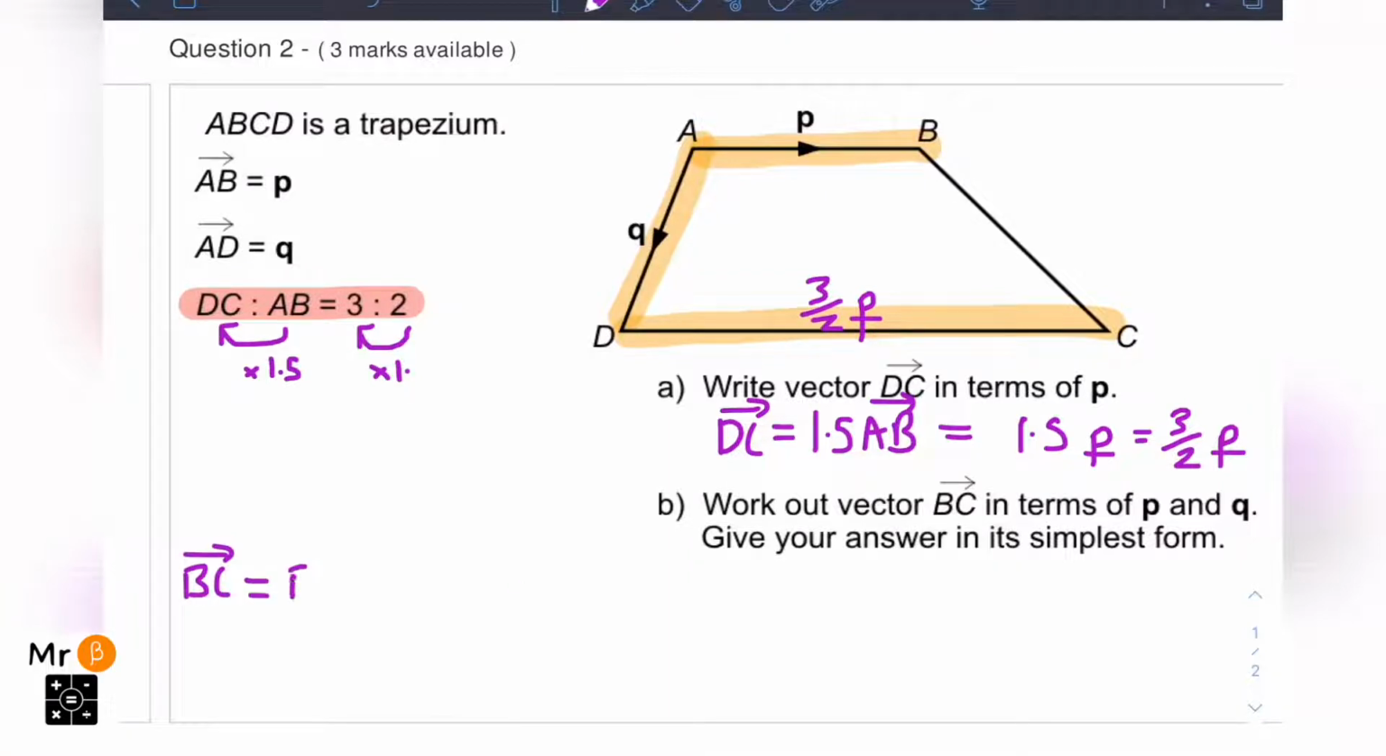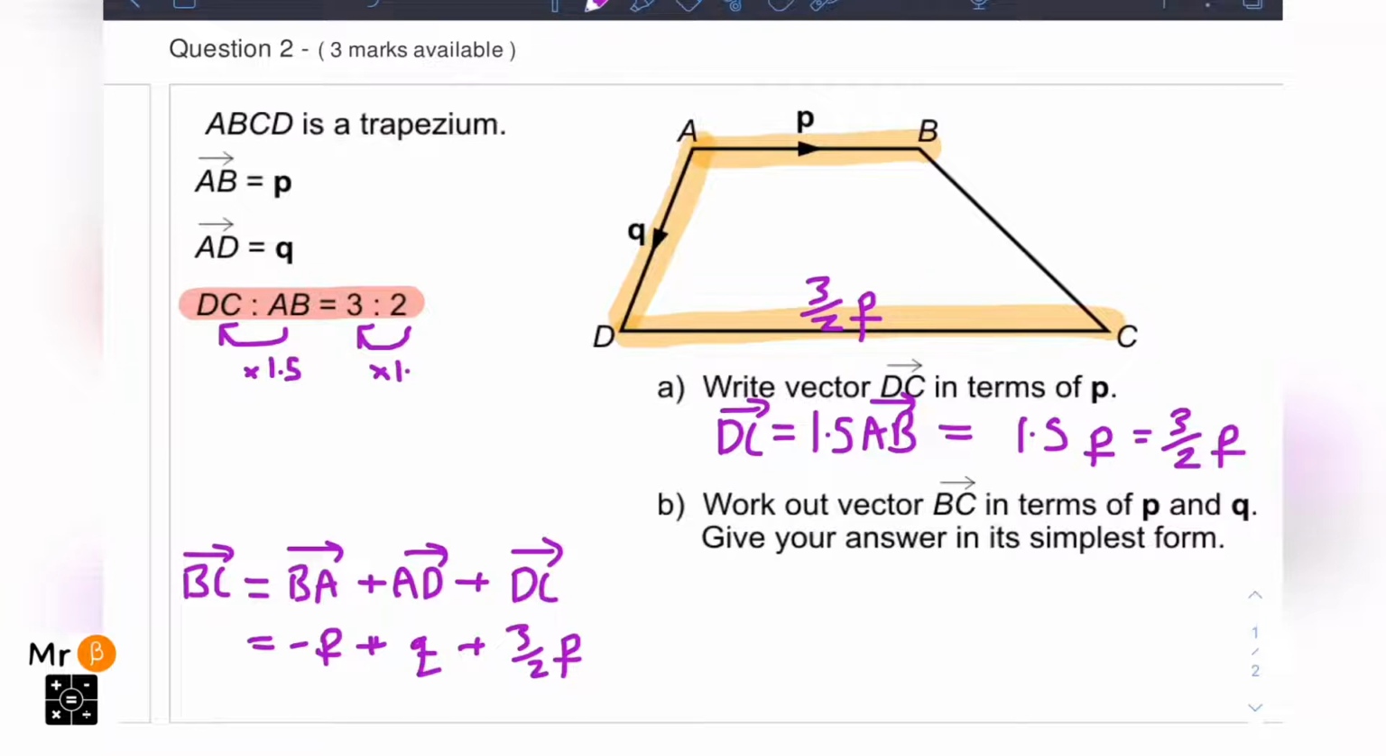So we're going to go from B to A to D, and then finally D to C. So B to A is negative P, because again we're going against the arrow, we're going the opposite way, plus AD, which is Q, plus 3 over 2p.